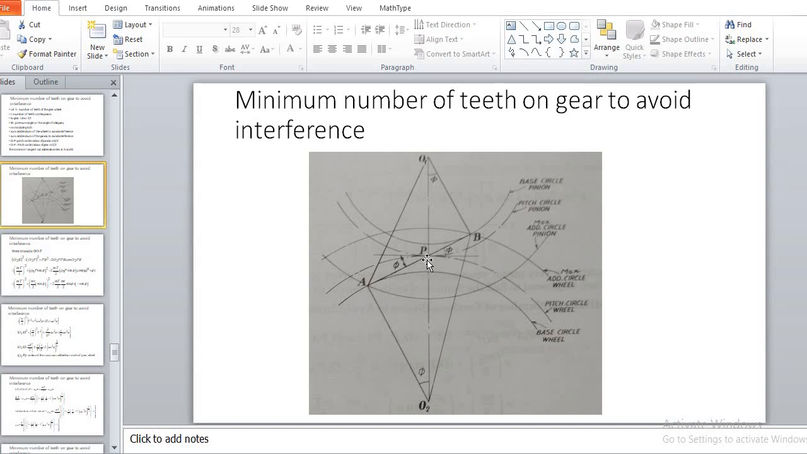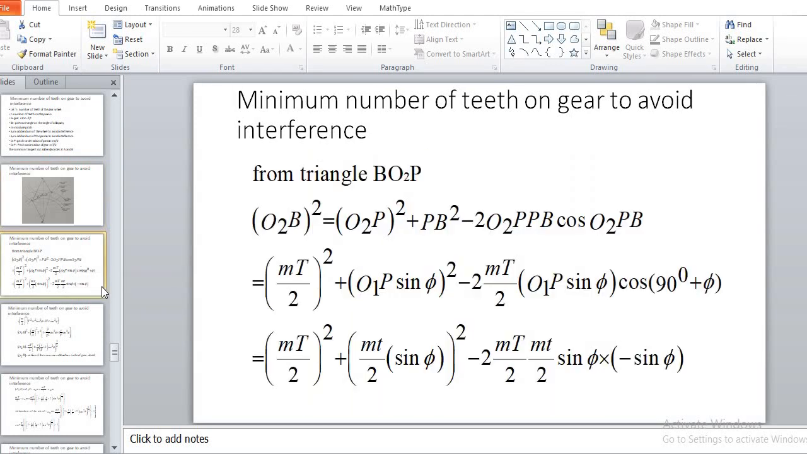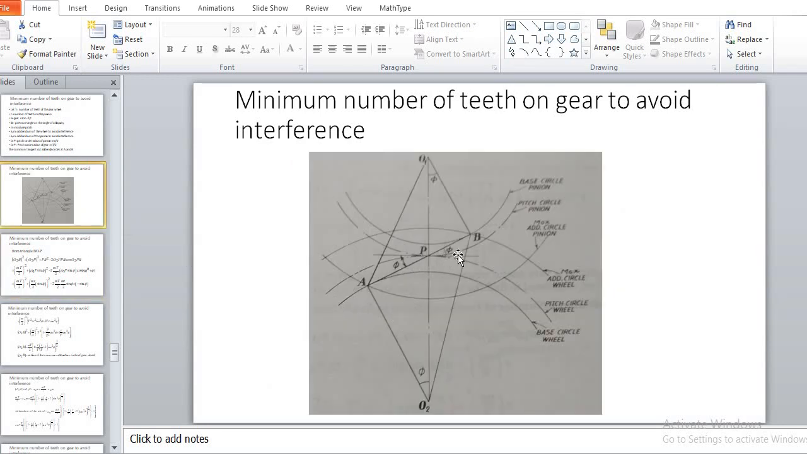Shown here is phi, the pressure angle. Now we have to find the minimum number of teeth. Consider this triangle BO2P.